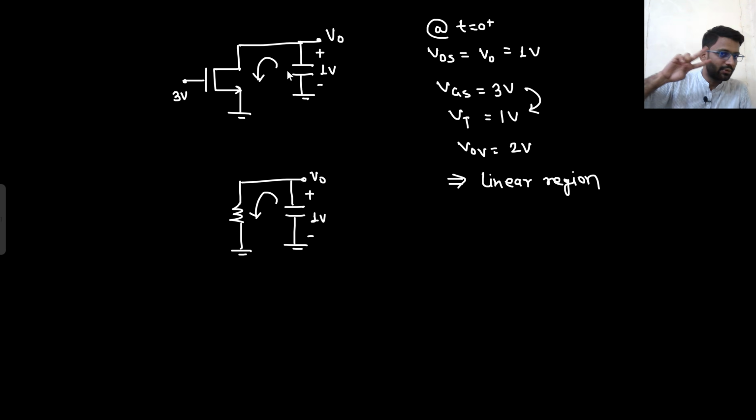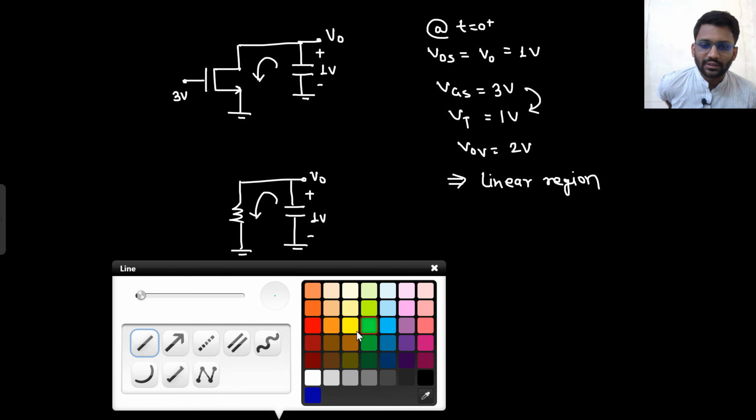Always you need to take care of two conditions. VGS is greater than VT. If your VGS is greater than VT, checked, nothing. Now your VDS will be going towards 0. So your VDS will be going towards 0.